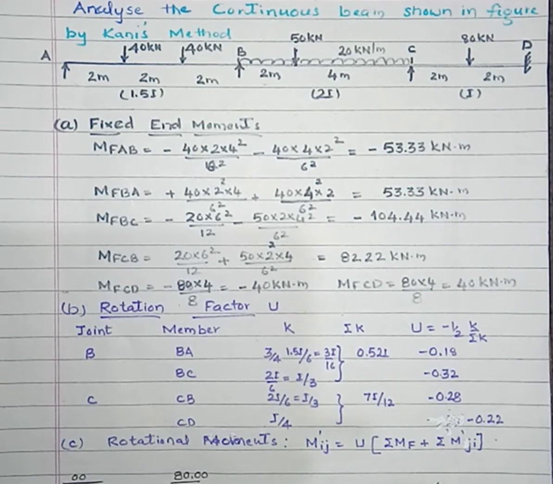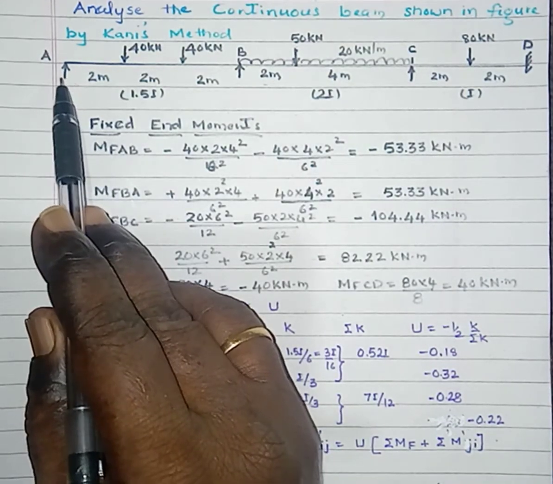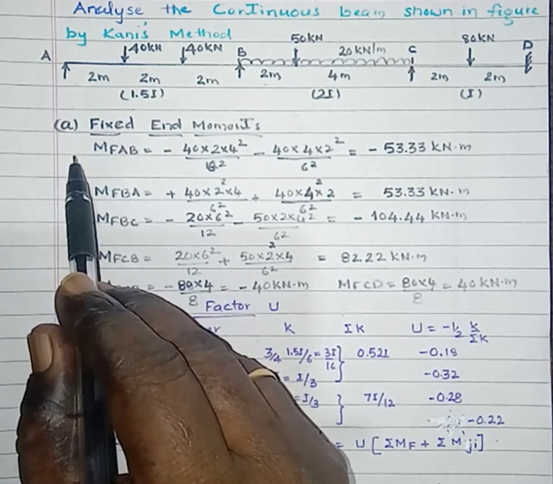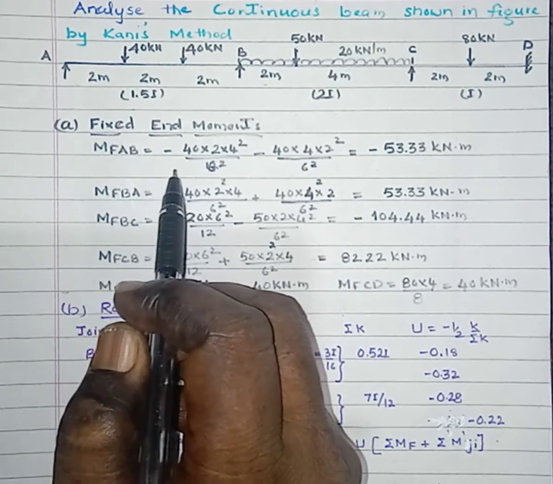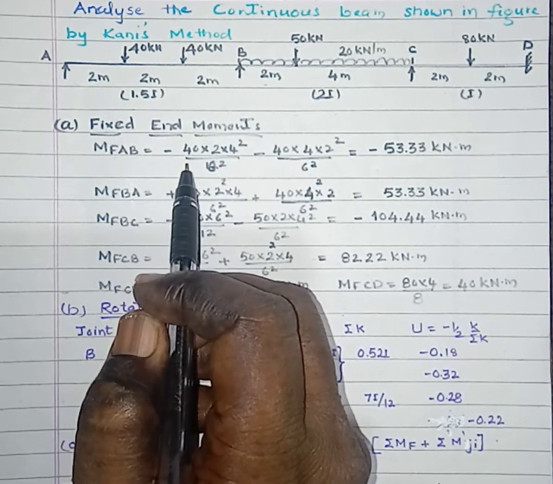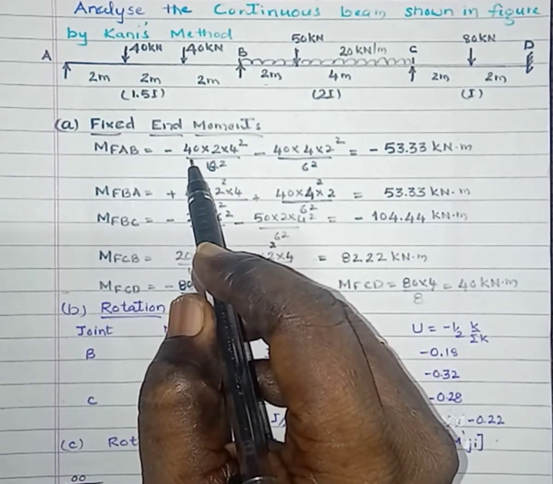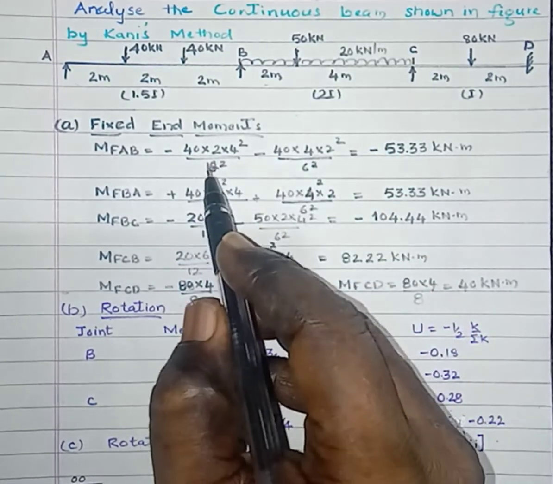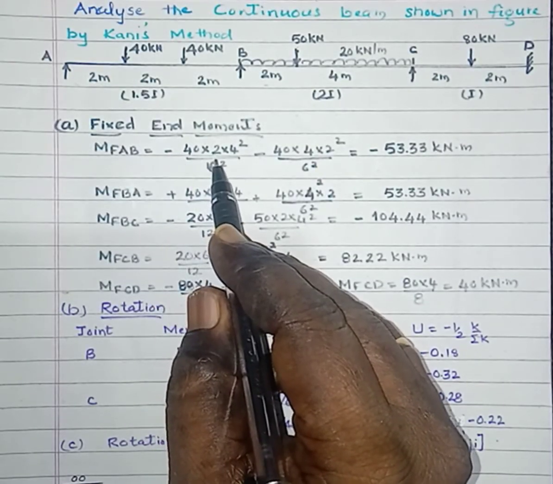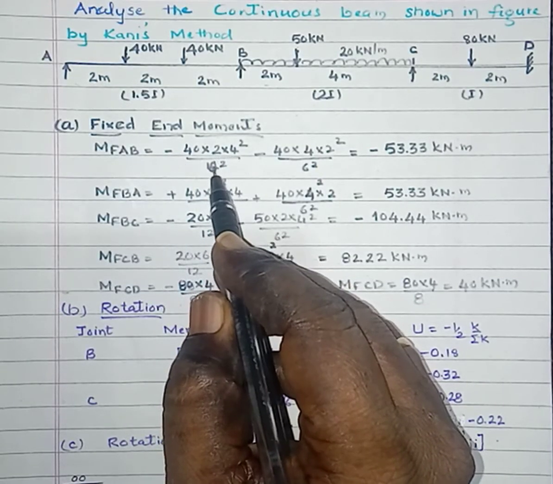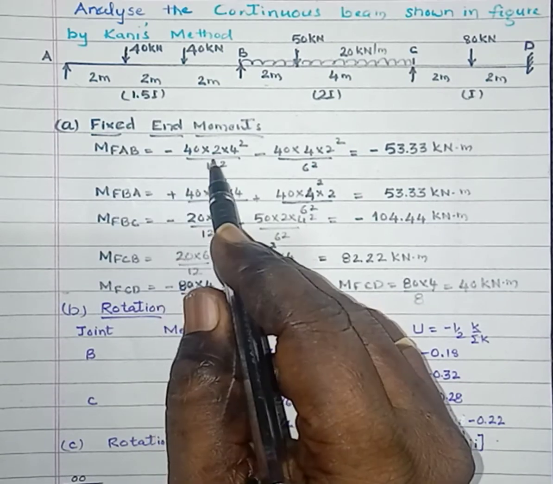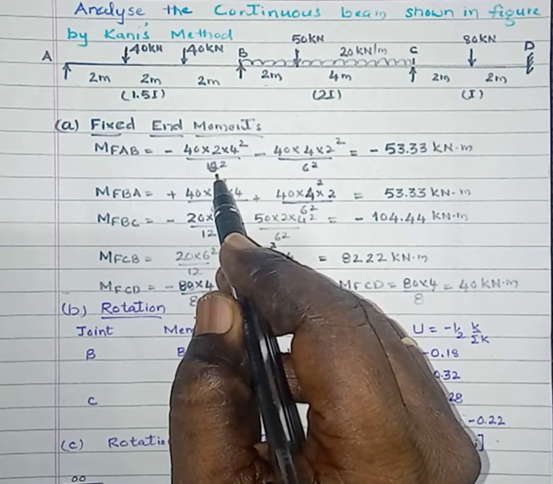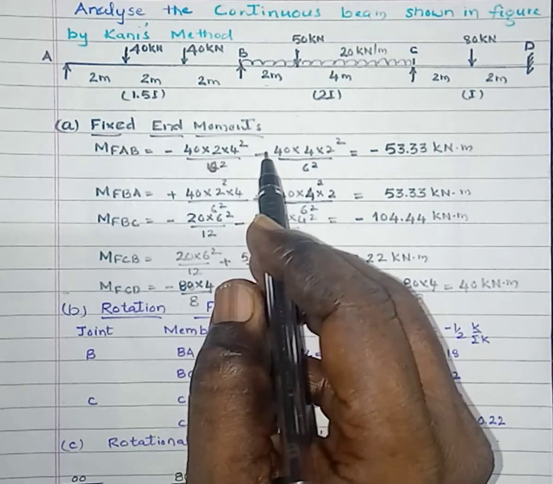The first step: we have to calculate the fixed end moments. Here for AB, MFAB is anticlockwise and is subjected to 2 point loads of equal magnitude, that is W a b squared by L squared. Here W is 40, a is 2 meters for the first load and b is 4 meters. Total length is 6 meters, that is minus 40 into 2 into 4 squared divided by 6 squared.